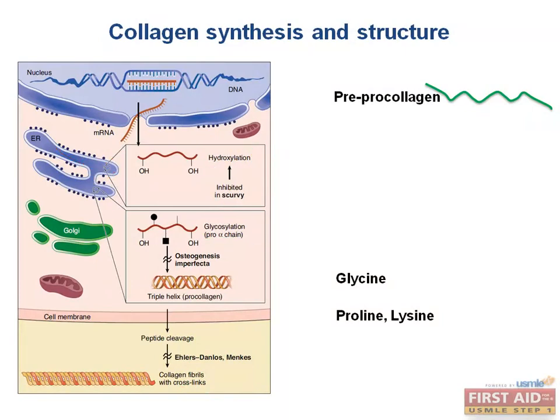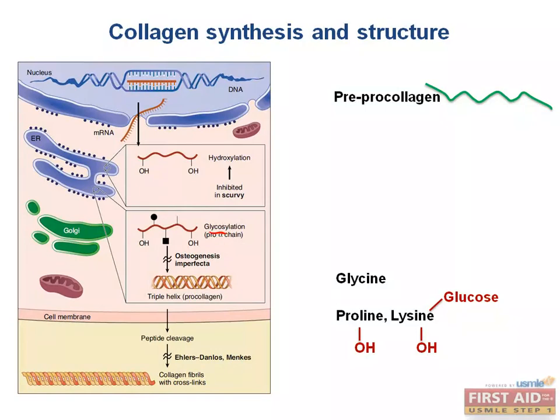Enzymes will hydroxylate prolines and lysines, and these hydroxyl groups will be used at the end of this whole process to link the tropocollagen fibers together, but I'll get back to that in a minute. The other modification in the ER is glycosylation, in which either a single glucose or galactose molecule is added, and this is only done in lysines.